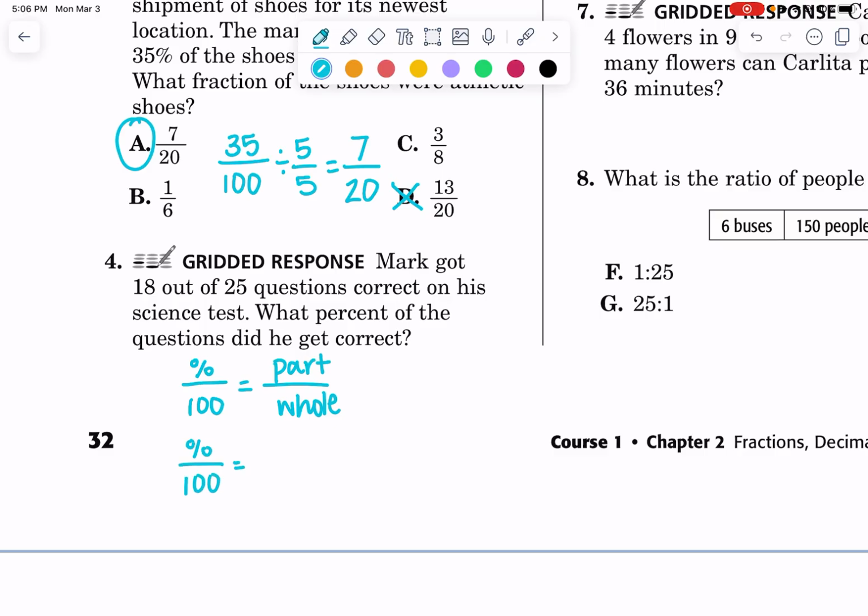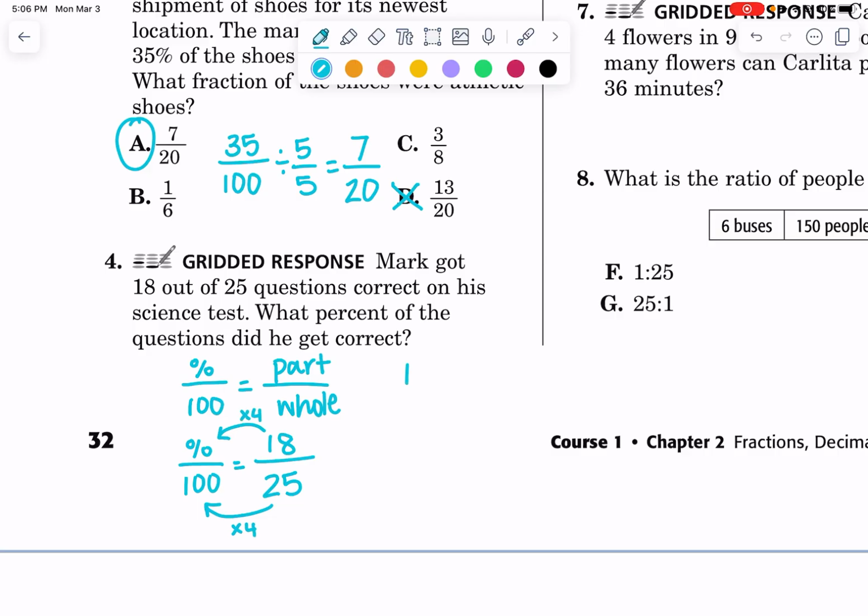We do have a part. He got 18 questions right. That's the part he got correct. And whole, there were 25 questions on the test. Okay. Now let's draw arrows towards what we don't know. Can 25 become 100? Yeah, if I multiply by 4. So I'm going to do the same thing to the top.